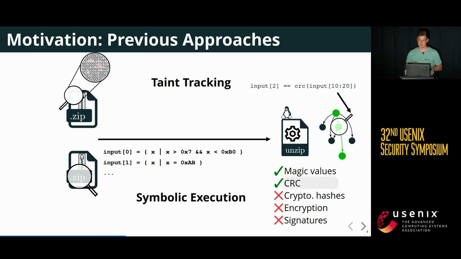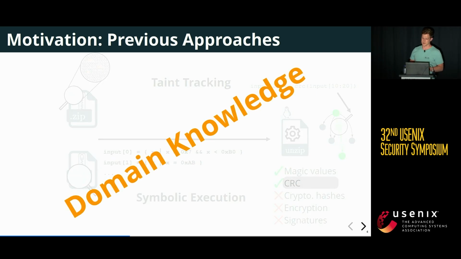For example, if we have cryptographic hashes or encryption, we are not able to use symbolic execution to deduce a correctly encrypted input from the program state, because it's infeasible to compute such things. What's interesting about these two approaches is that they both rely on extracting domain knowledge from the target application. They try to infer how the data flows in the target application, or they even try to formalize the domain knowledge in the target application by using symbolic execution.